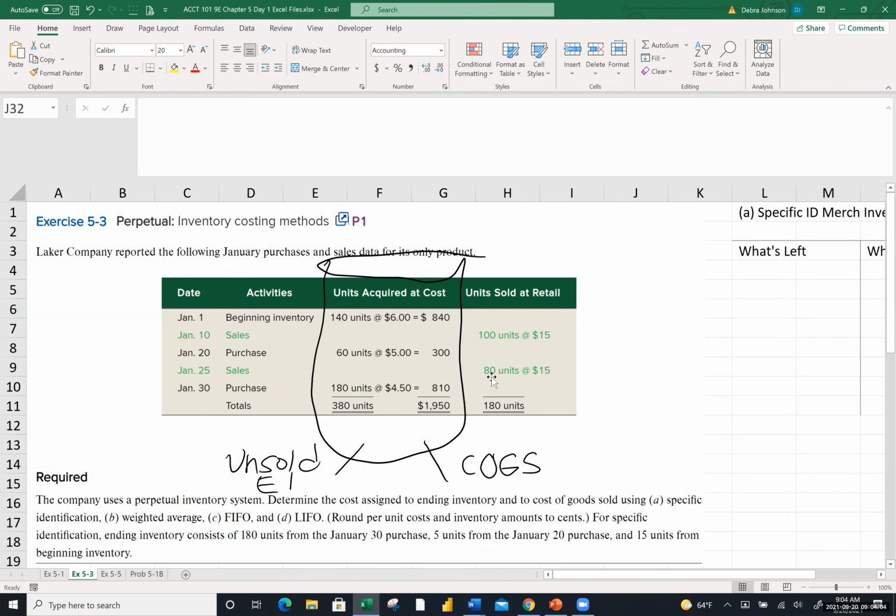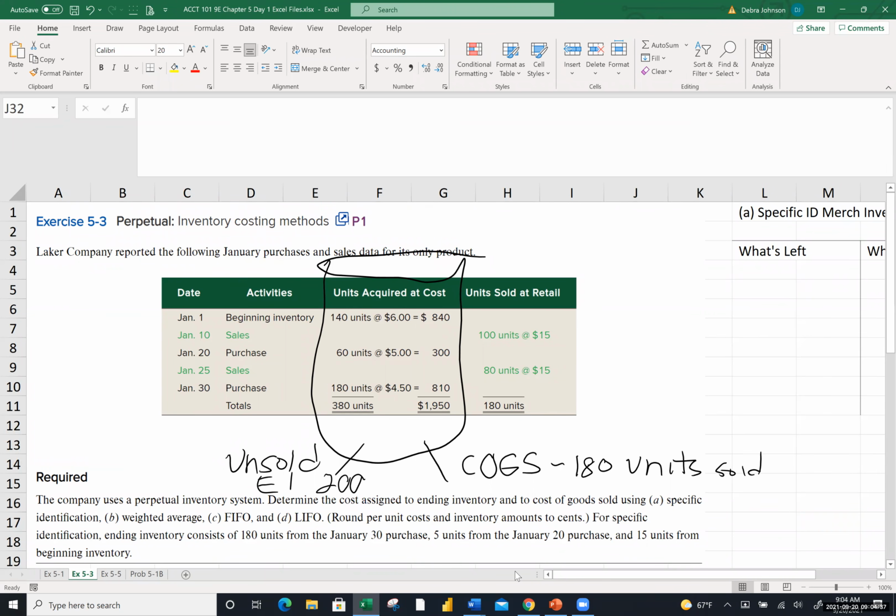Okay, now we know how many units were sold. They tell us here that there were 180 units sold. So we know that if there were 380 units in the bucket, and 180 units are sold, there must be 200 units sitting in ending inventory, because again, they have to balance back to the bucket, count wise and cost wise.